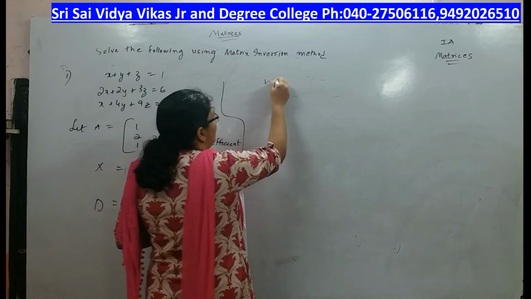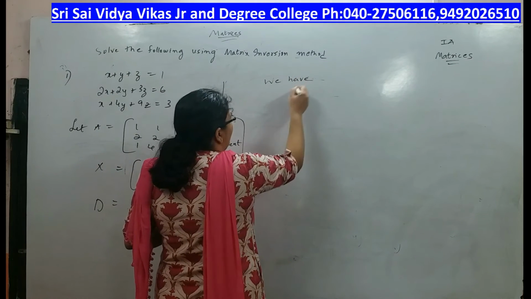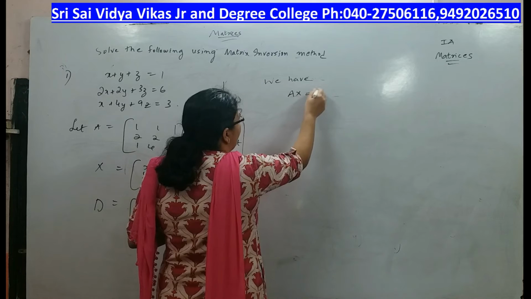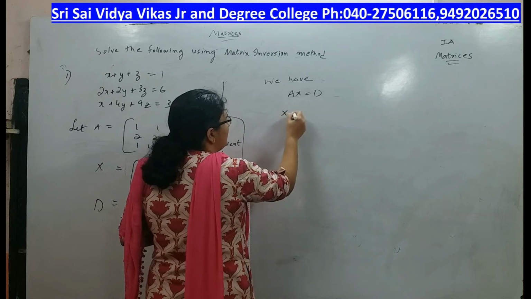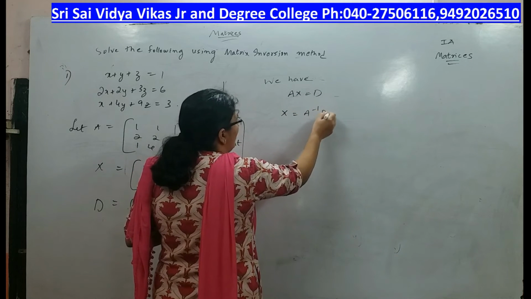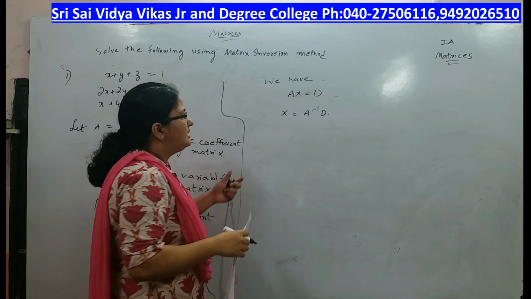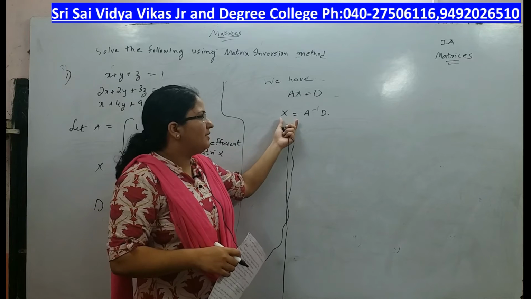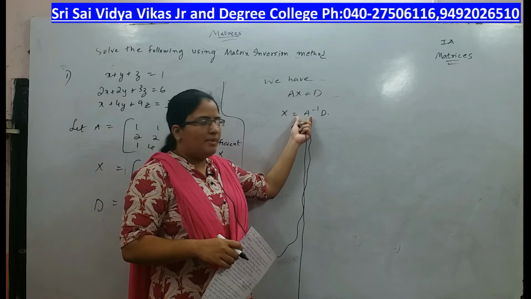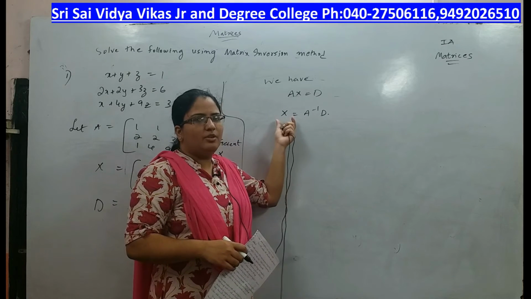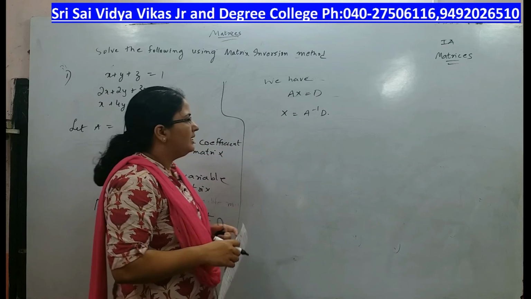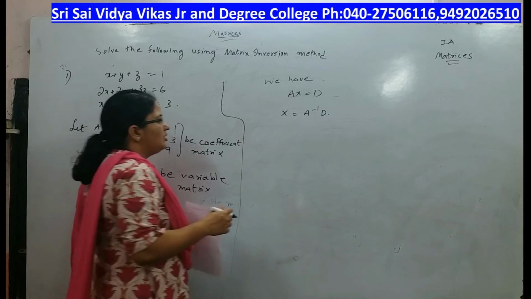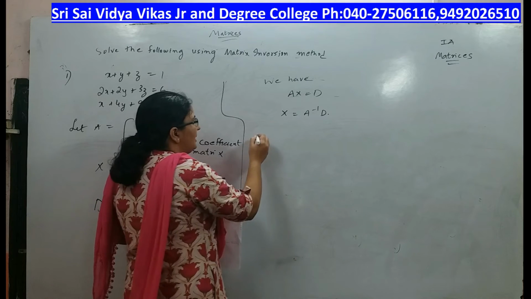We have AX is equal to D. We have to find X. So apply inverse. X is equal to A inverse of D. Using this X is equal to A inverse of D, we shall find the variable matrix. First you have to find A inverse, multiply it with D, then you will get matrix X. That is, you will get x, y, z. So first let us find A inverse.